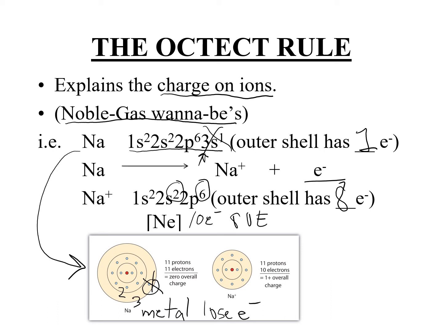So again, we can look at the picture down below that represents sodium ion. Shell number 2 now has 8 valence electrons. So this is what makes it stable.